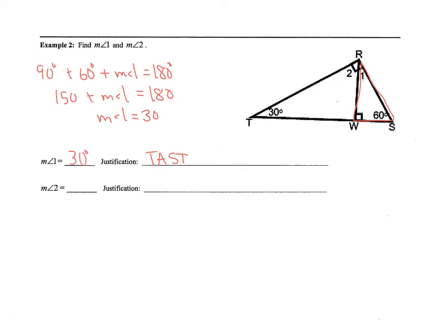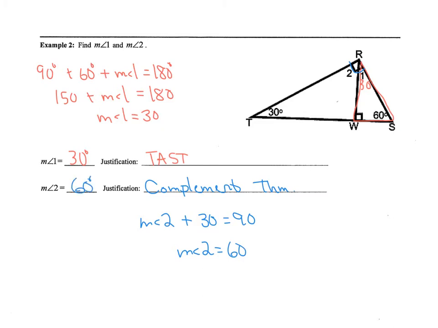When you're doing angle chasing problems, it's helpful to actually write down the angle that you find in the picture. So now we can see that angle 2 and angle 1 form a right angle. So by the complement theorem, their measures add up to 90 degrees. So write down complement theorem for your justification, and we know the measure of angle 2 plus the measure of angle 3, which we know is 30 degrees, add to 90. Subtract 30 from both sides, and you get 60 degrees is the measure of angle 2.